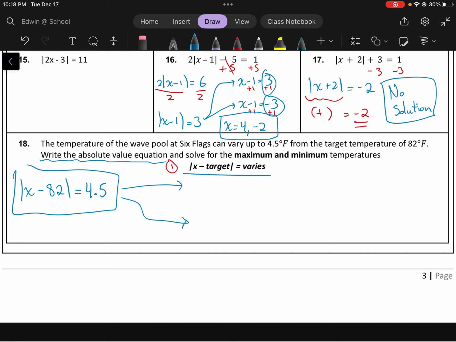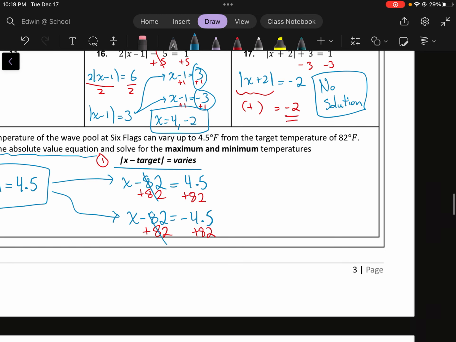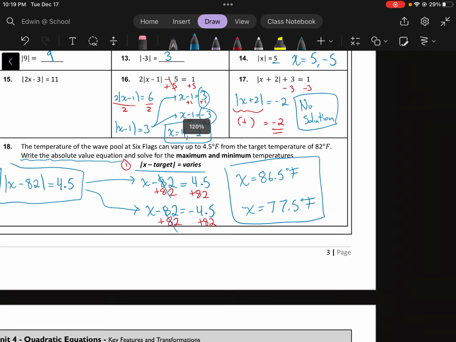And now we need to solve for the max and min. The way that we solve that is we just do the same thing. It's equal to a positive number. So that means x minus 82 could have been 4.5. x minus 82 could have also been negative 4.5. And when we add 82 to both sides, to both equations, we get two answers, the maximum and minimum temperatures of our pool. x is equal to 86.5 degrees Fahrenheit. x is equal to 77.5 degrees Fahrenheit.